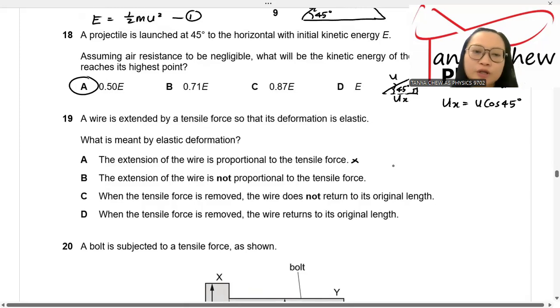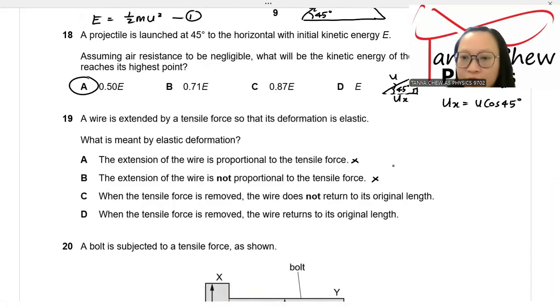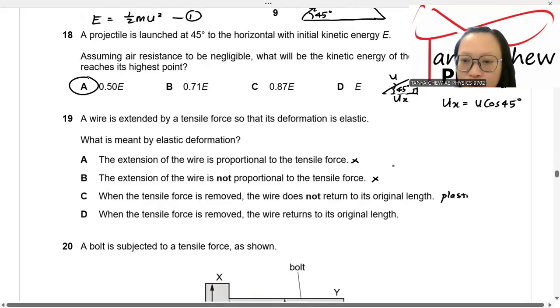B, the extension of the wire is not proportional to the tensile force. This is wrong. C, when the tensile force is removed, the wire does not return to its original length. This is called plastic deformation. D, when the tensile force is removed, the wire returns to its original length. That is called elastic deformation.